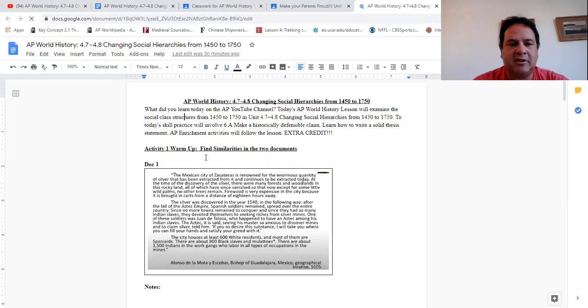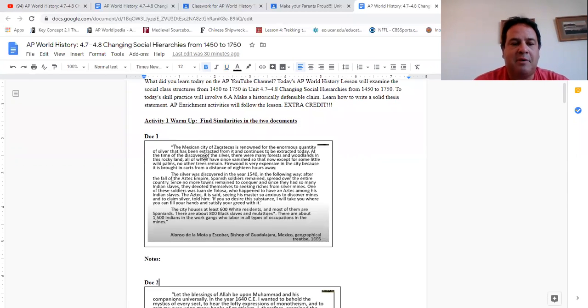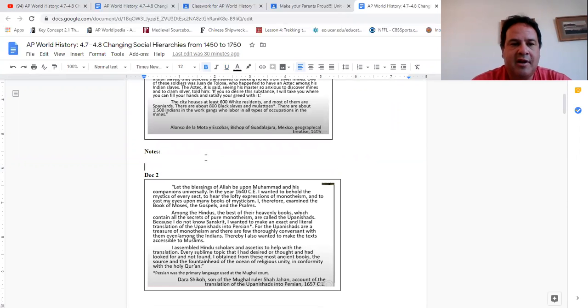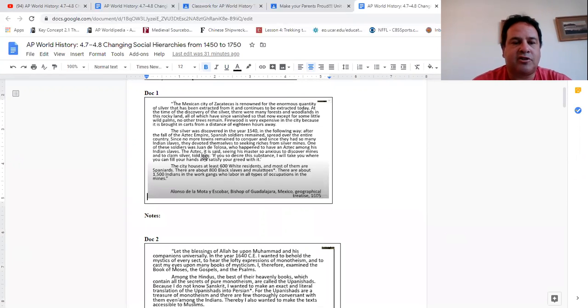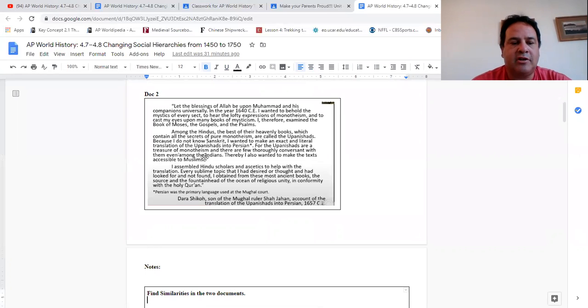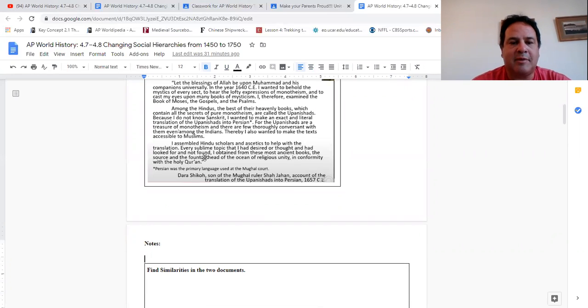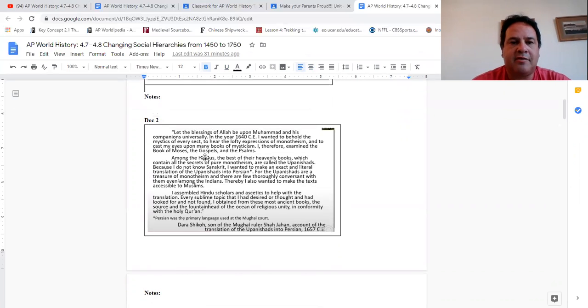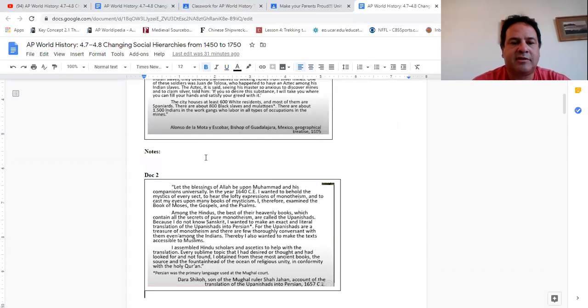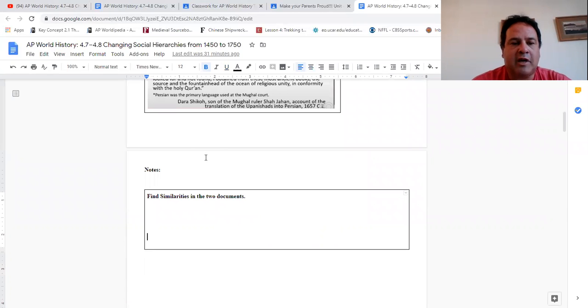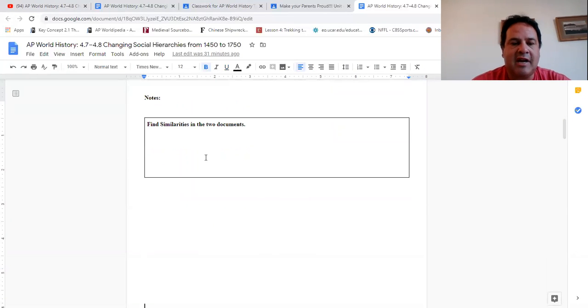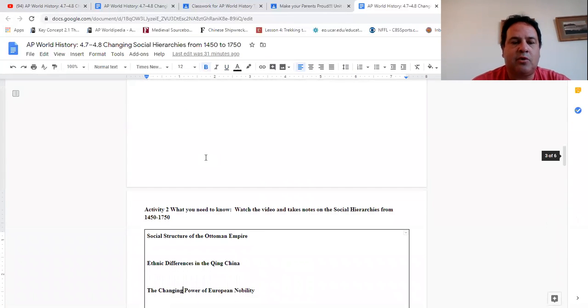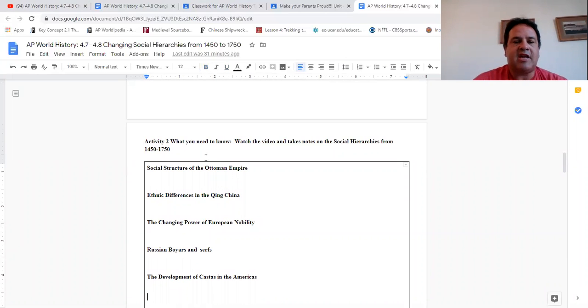There are 2 documents. You're going to read both documents, taking notes as to, of course, the social class structure. And what you're going to do is find similarities in the 2 documents, comparing how these social class structures are similar. That's where your answer will go, finding similarities from the 2 documents. The second activity is to continue to watch the video and look at the information and take notes on the social hierarchies from 1450 to 1750.